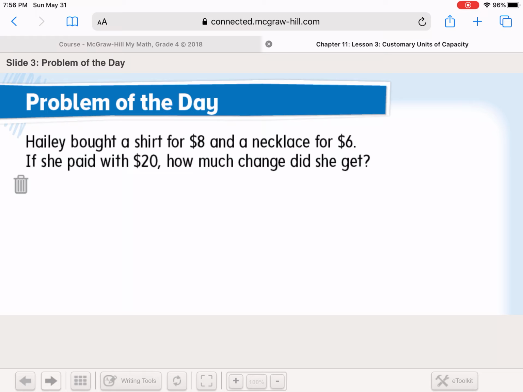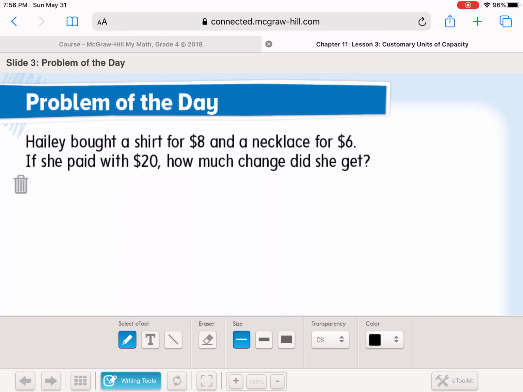Problem of the day. Haley bought a shirt for $8 and a necklace for $6. If she paid with $20, how much change did she get? So I'll give you a second. This should only take you a minute.